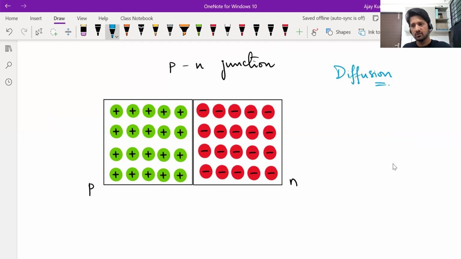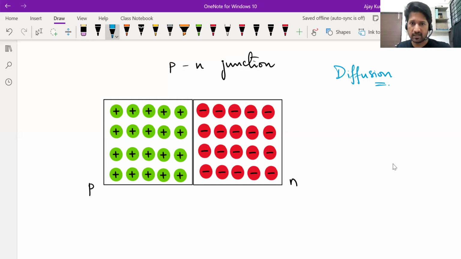So there is diffusion of electrons happening. There is diffusion of holes also happening. Now electrons are charge carriers. Holes are also charge carriers. So diffusion of electrons creates a current. Charges are moving. Diffusion of holes also creates a current. This current is called diffusion current. These terms are very important, and understand the direction of diffusion current.